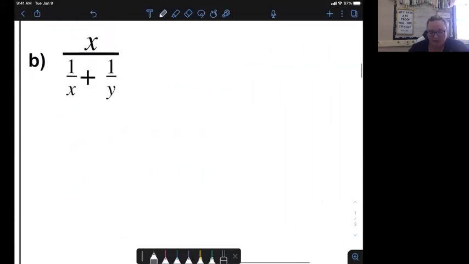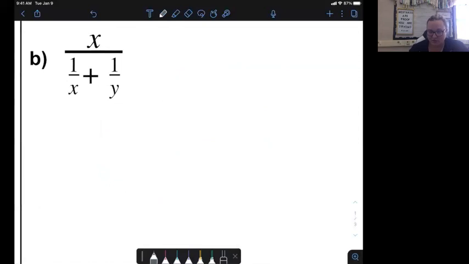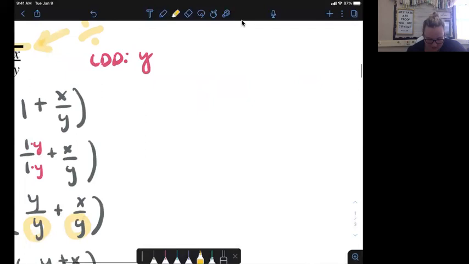So part B, x over (1 over x plus 1 over y). I want you to go ahead and give this problem a shot on your own. Follow the same steps we just did. Rewrite it using a division sign instead of this fraction bar right here. Then combine the fractions into one fraction, change your division to multiplication, simplify, and state your restrictions. Go ahead and give it a shot and see what you get.